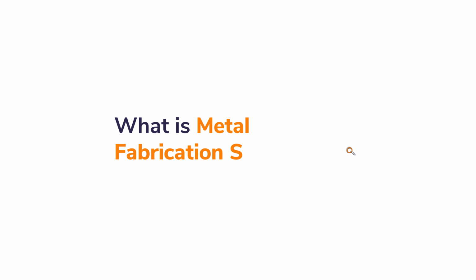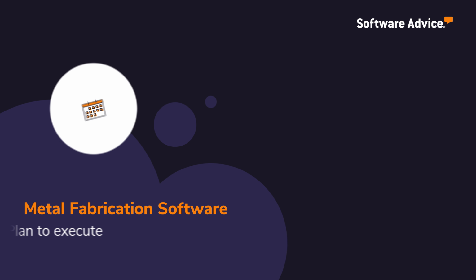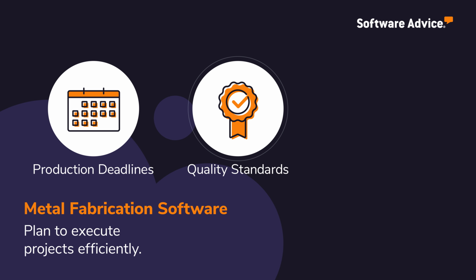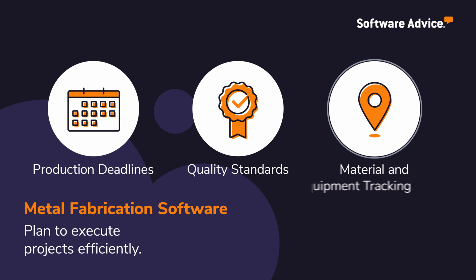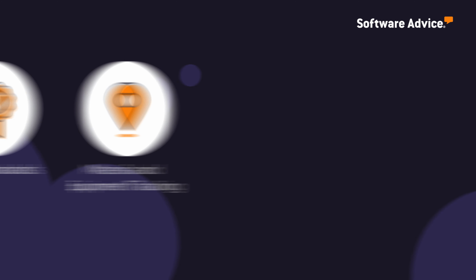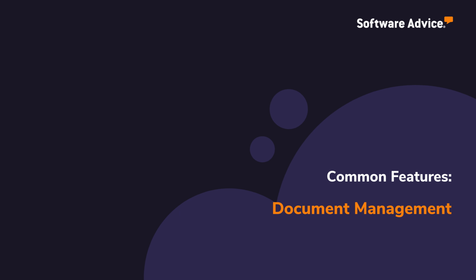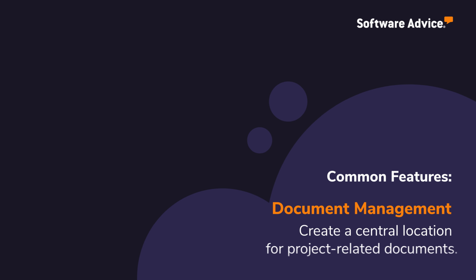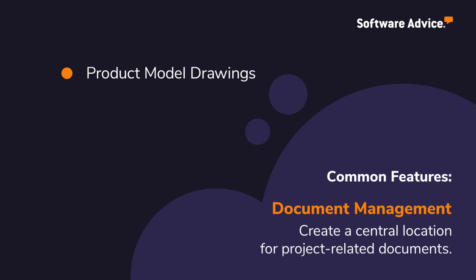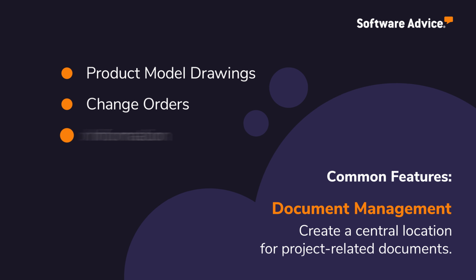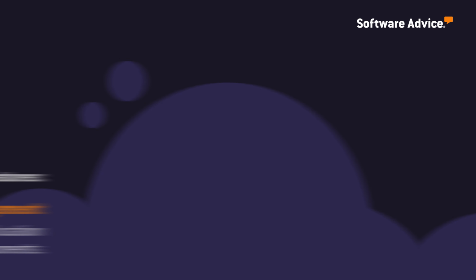What is metal fabrication software? Metal fabrication software helps companies meet production deadlines, maintain product quality consistency, and monitor usage of materials and equipment at multiple facilities. Common features of metal fabrication software include document management, to help centralize all project-related documents such as product model drawings, change orders, and requests for information.